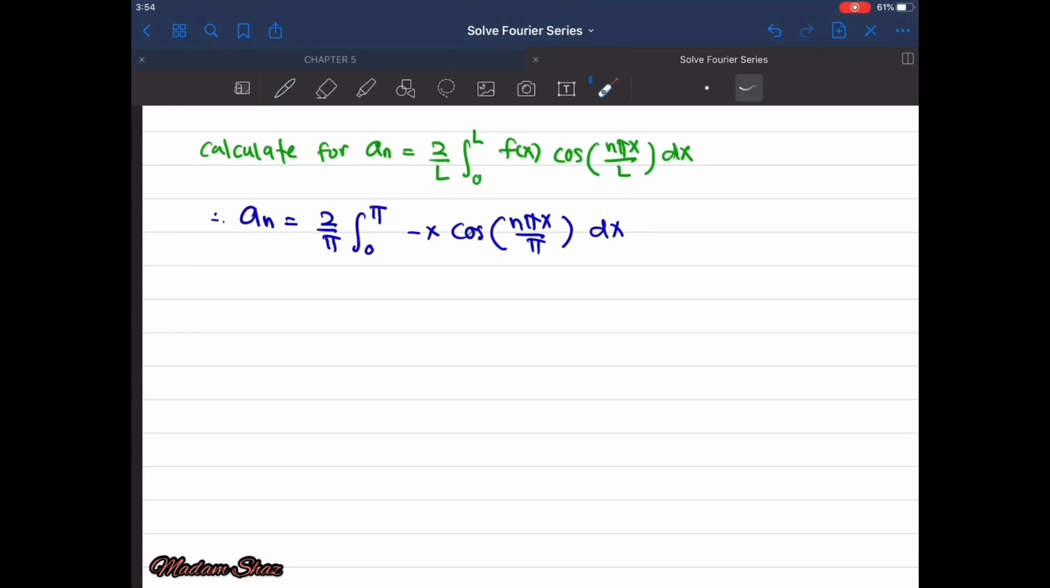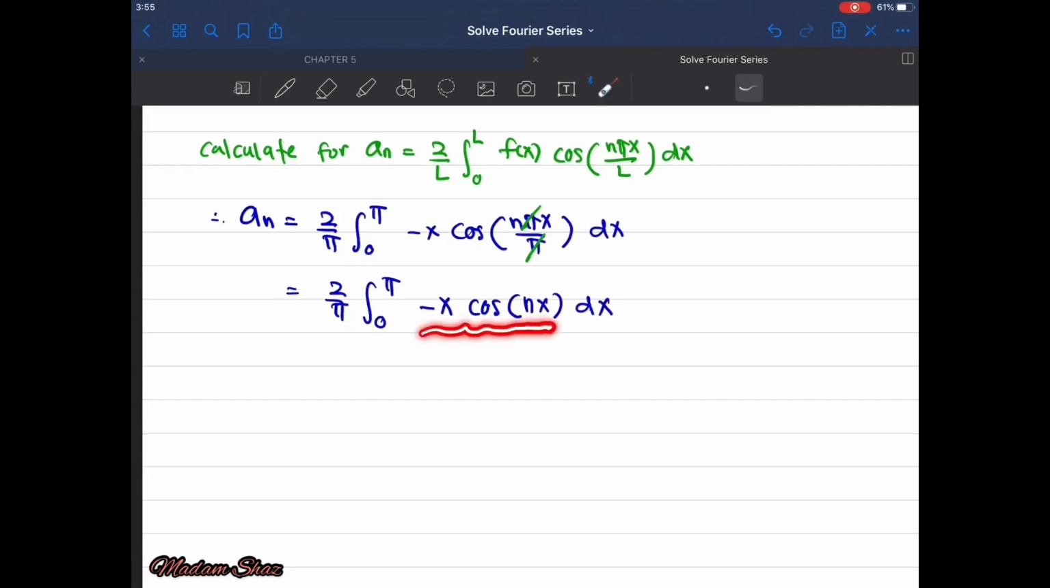So before you want to integrate, the cos of n pi x over pi here, in the same argument you have pi divided by pi, so we can cancel out the pi. So we write back 2 over pi, integrate 0 until pi negative x, cos of n pi x divided by pi. Since we have cancelled out the pi, the thing that remains here is n x.